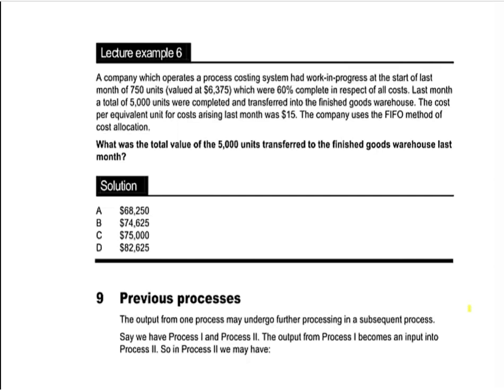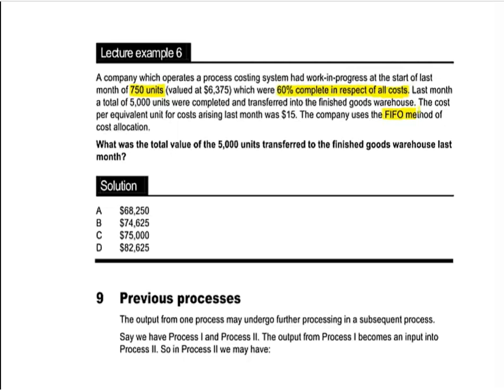Lecture example 6 gives us an idea then of how this could be tested in the exam. So we've got a company that had work in progress at the start of last month of 750 units, and we are told that it was 60% complete in respect of all costs. Given the fact that we are told that it's 60% complete, hopefully you're thinking FIFO, and this is confirmed for us down here where it says the company uses the FIFO method for cost allocation.